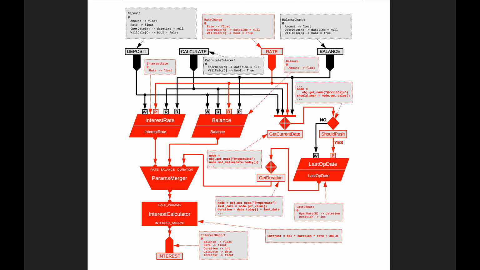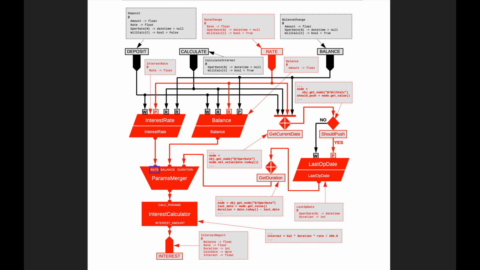Third case is changing rate. We must calculate outstanding interest amount with previous rate before updating the rate. Signal from input port rate goes into memlet interest rate via letter P, writing new content and pushing previous rate into input rate of the merger. Signal goes into memlet balance via letter R, meaning nothing is written to the memlet and current balance value is pushed out to input balance of merger.